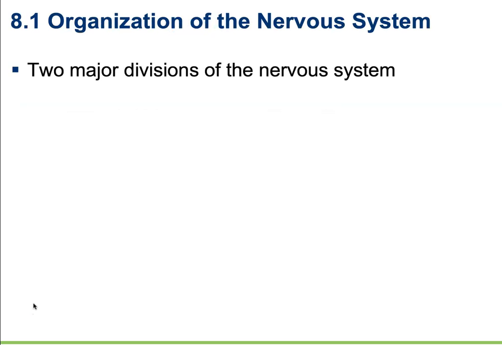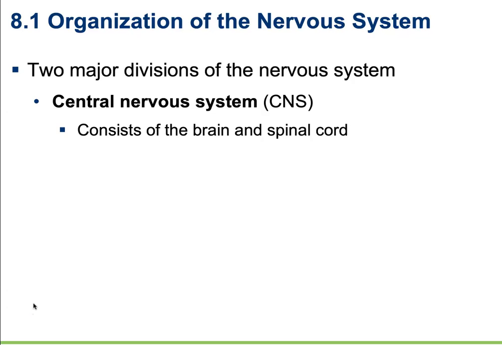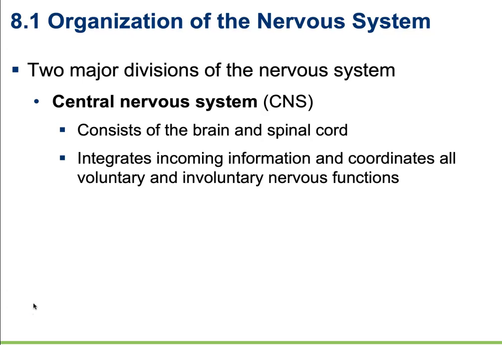Starting off with the organization of the nervous system, does anybody remember what the two major divisions of the nervous system are? That would be the central nervous system and the peripheral nervous system. The central nervous system is what, and responsible for what? The central nervous system consists of the brain and the spinal cord. It is ultimately going to be responsible for incoming information and coordinating all of the voluntary and involuntary nervous functions.